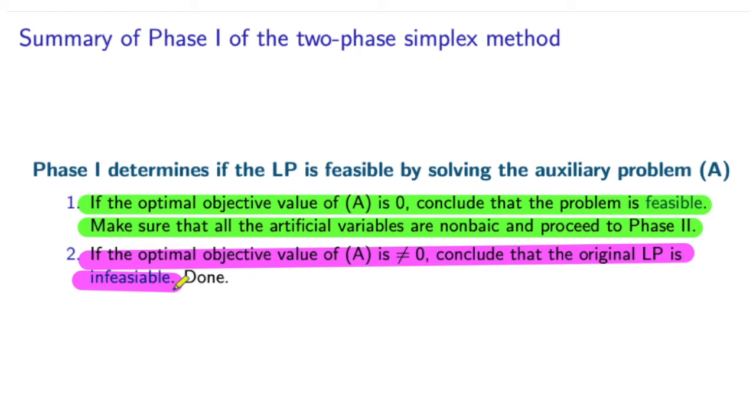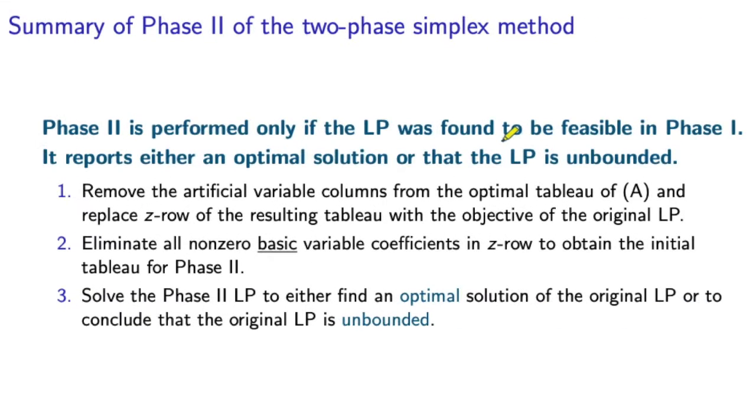Fine, phase 2 it is. Once again, phase 2 is performed only if the LP was found to be feasible in phase 1. Since the LP is feasible, it is either optimal or unbounded. And the second phase reports an optimal solution if the LP is optimal or concludes unboundedness otherwise.